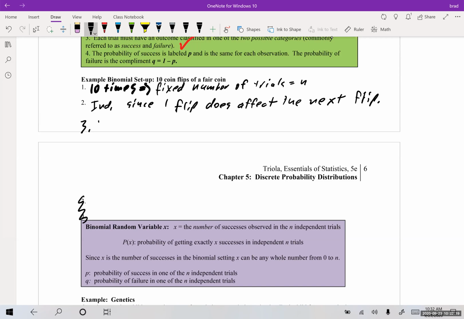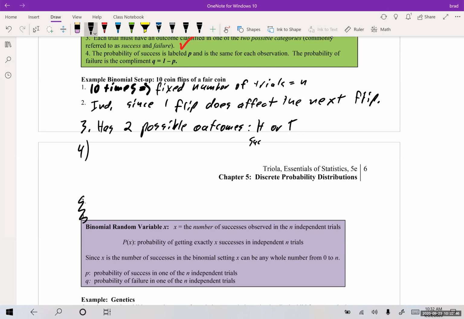Has two possible outcomes. Right? Heads or tails. Okay. And 4, depending, one is success. So this could be called the success and this could be called the failure for this particular problem, and it could flip the other way.